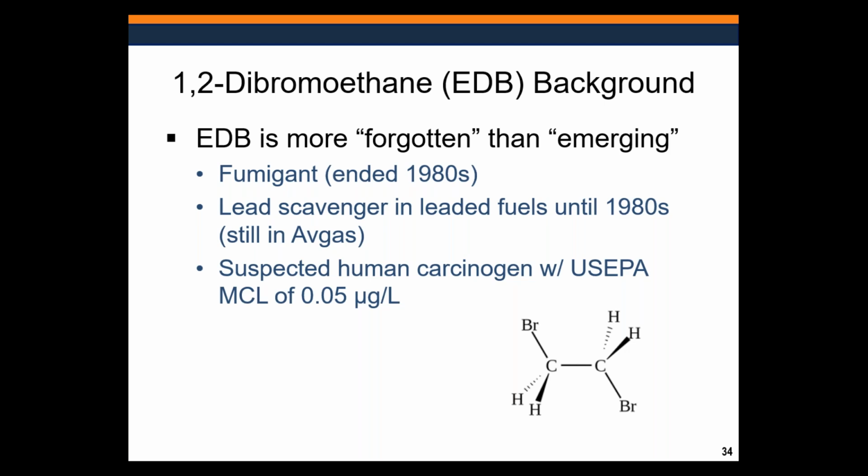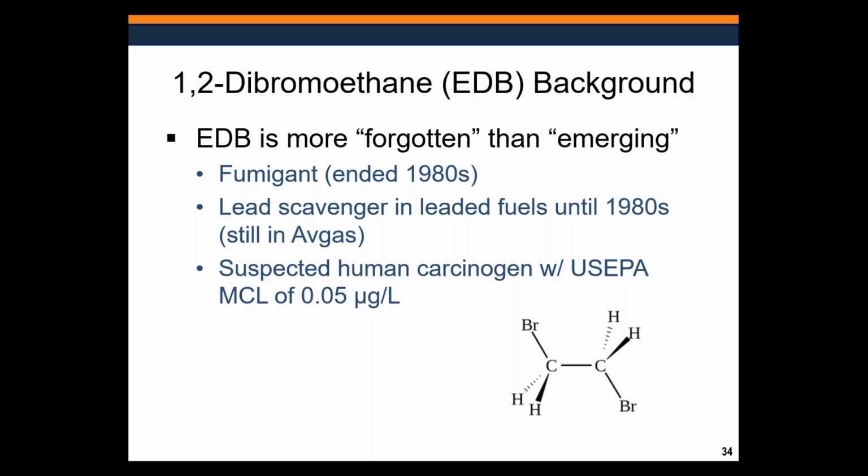Okay, so the next compound I wanted to touch on is dibromoethane, or EDB. It's more forgotten than emerging. It was a fumigant used in the 80s. It was used in leaded fuels, and it's still in avgas as a lead scavenger. It's also a pretty well-known carcinogen. EPA's had an MCL for this compound of 50 parts per trillion since, I believe, 1990.